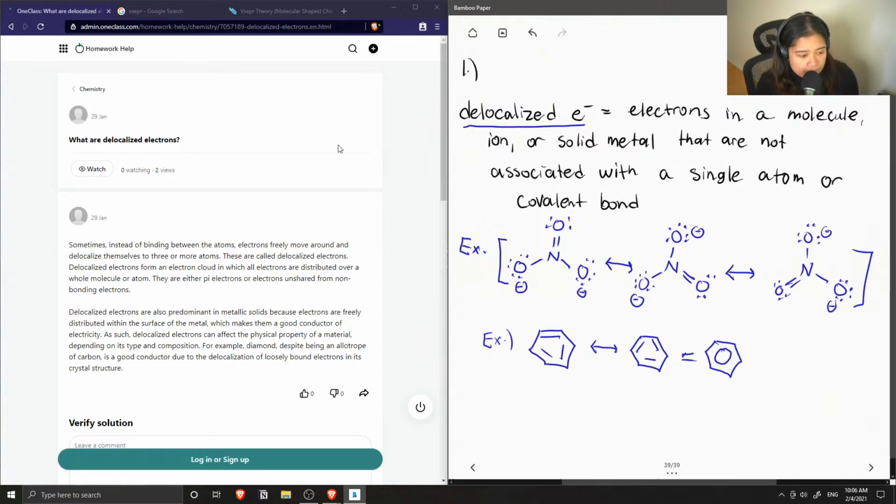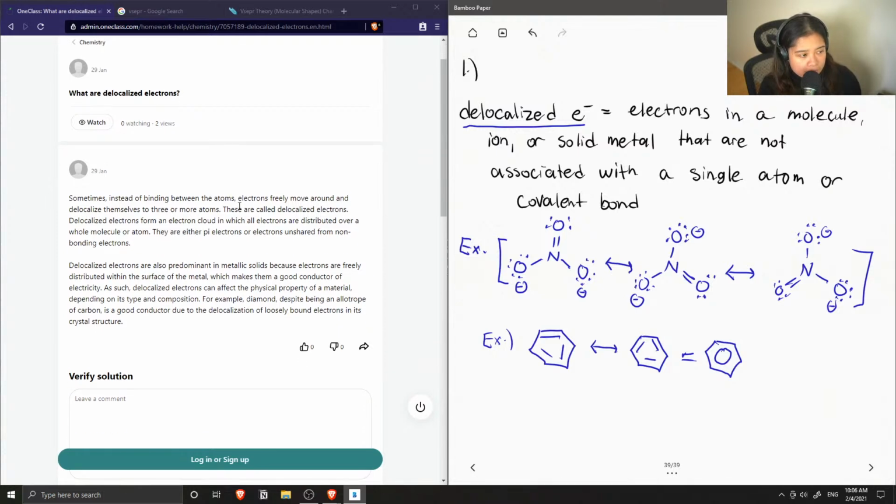Okay, so now let's see what the junior tutor said. Sometimes, instead of binding between the atoms, electrons freely move around and delocalize themselves to three or more atoms. These are called delocalized electrons. Delocalized electrons form an electron cloud in which all electrons are distributed over a whole molecular atom. They are either pi electrons or electrons unshared from non-bonding electrons, so like lone pairs.